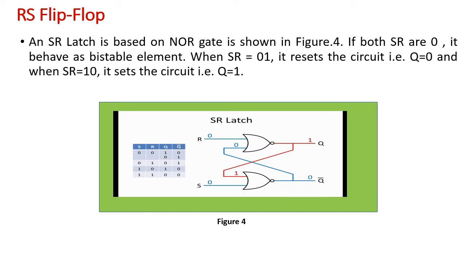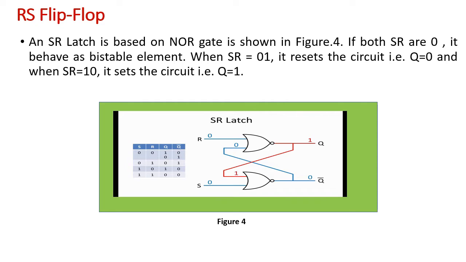So here you can see that it consists of NOR gate. SR latch or RS latch can also be made of NAND gate. Here I am showing you the latch based on NOR gate. So you can see from this figure that there are two inputs, R and S. R stands for reset and S stands for set, and there are two outputs, one is true and another one is its complement.